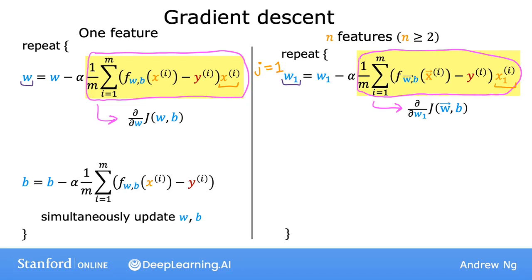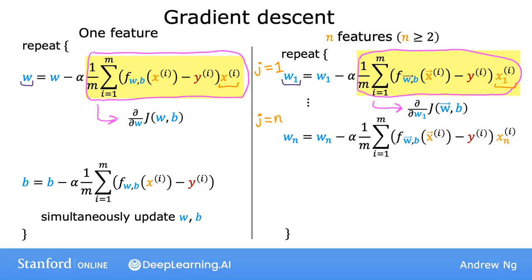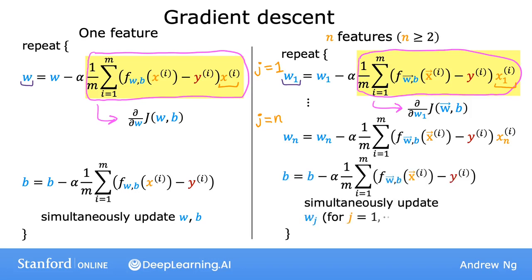For multiple linear regression, we have j ranging from 1 through n, and so we'll update the parameters w1, w2 all the way up to wn, and then as before, we'll update b. And if you implement this, you get gradient descent for multiple regression. So that's it for gradient descent for multiple regression.